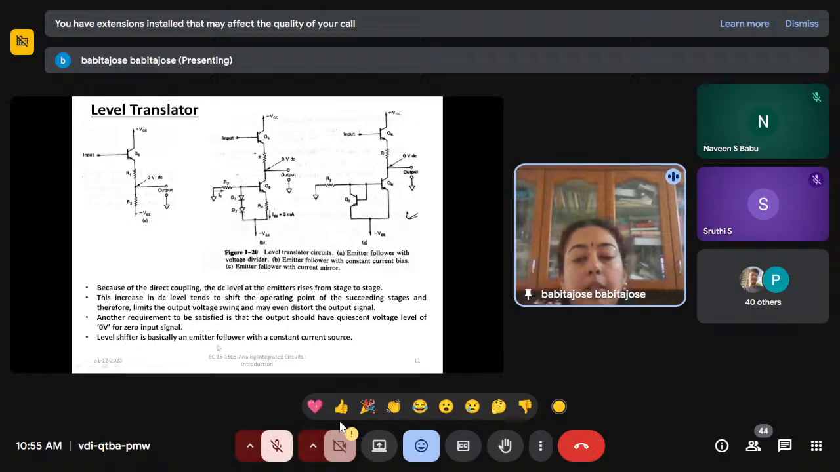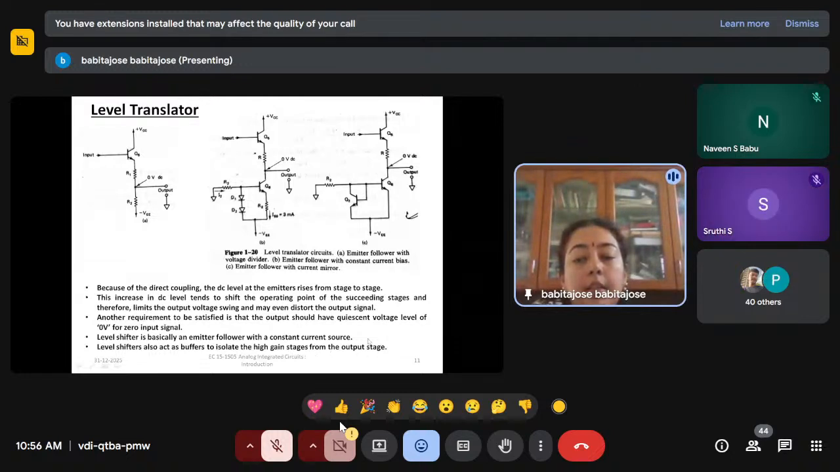So it is basically an emitter follower with a constant current source. You can see here these transistors are emitter followers with a constant current source. That is the third block in the block diagram of the op-amp. The third block is a level translator or level shifting stage, which is nothing but an emitter follower with a constant current bias. And it can also act as a buffer to isolate the high gain stages from the output stage.